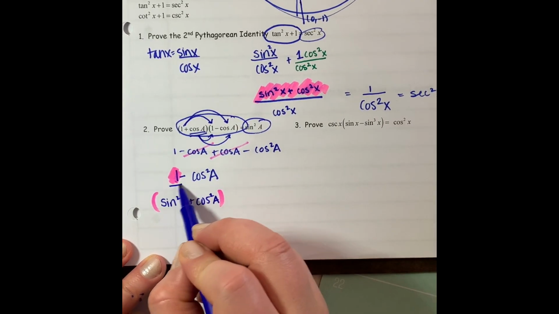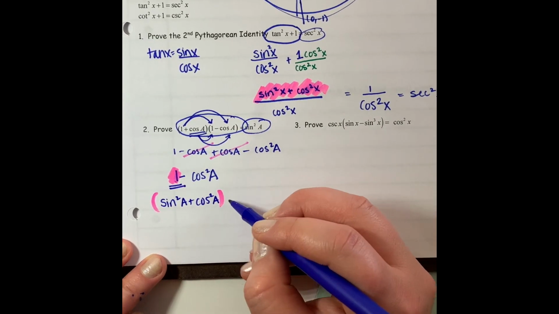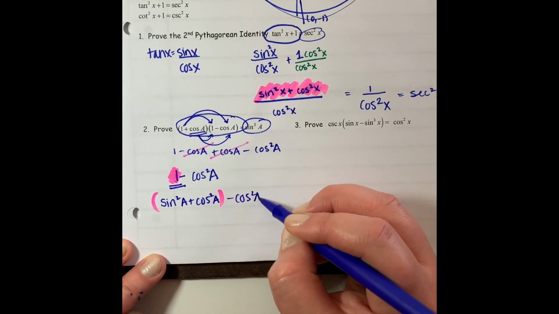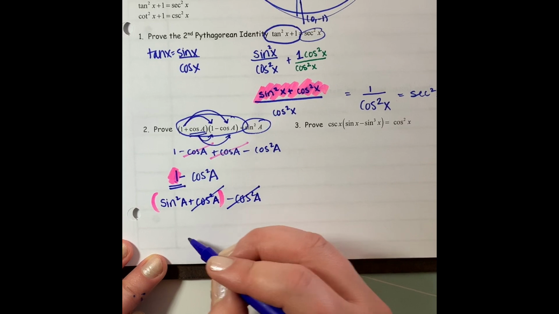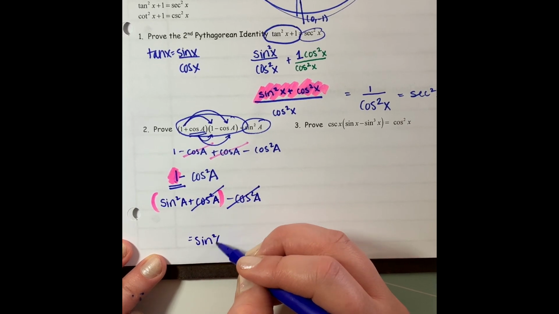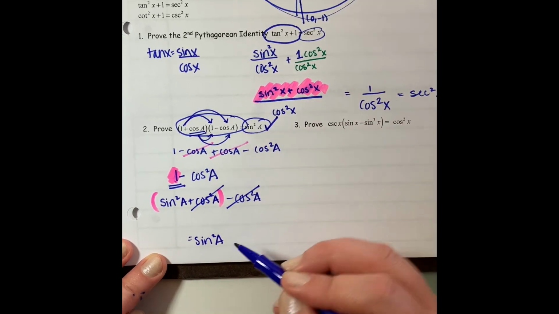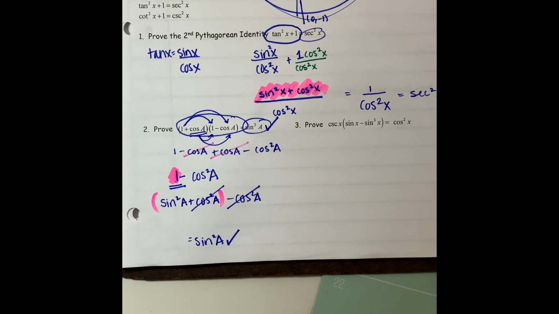So my 1 is now a sine squared plus cosine squared, then minus cosine squared A. And now, bye-bye. All that's left is sine squared A, which is, check, exactly what I wanted to get to prove it.